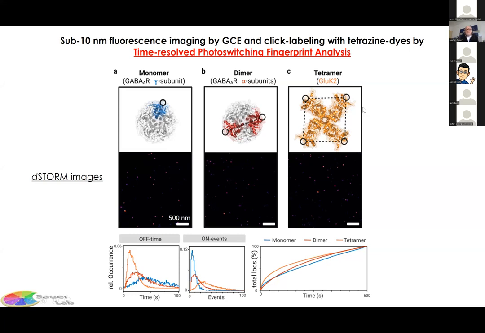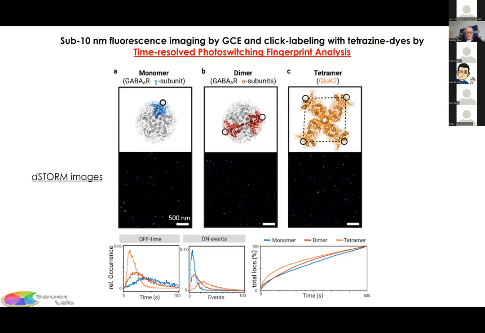If we then do click labeling of these sites in the plasma membrane of cells and do dSTORM images, we see no differences in the dSTORM images. They all look identical. If we analyze from dSTORM movies the off times, we see that for 1 labeled site in the protein, and for 2 labeled sites, and 4, the off times decrease. Of course, we have 1, 2, or 4 fluorophores that show blinking. Also, we have more on events for the tetrameric receptor than for the dimeric and the monomeric, which tells us we achieved efficient labeling of these sites in these multi-protein complexes.